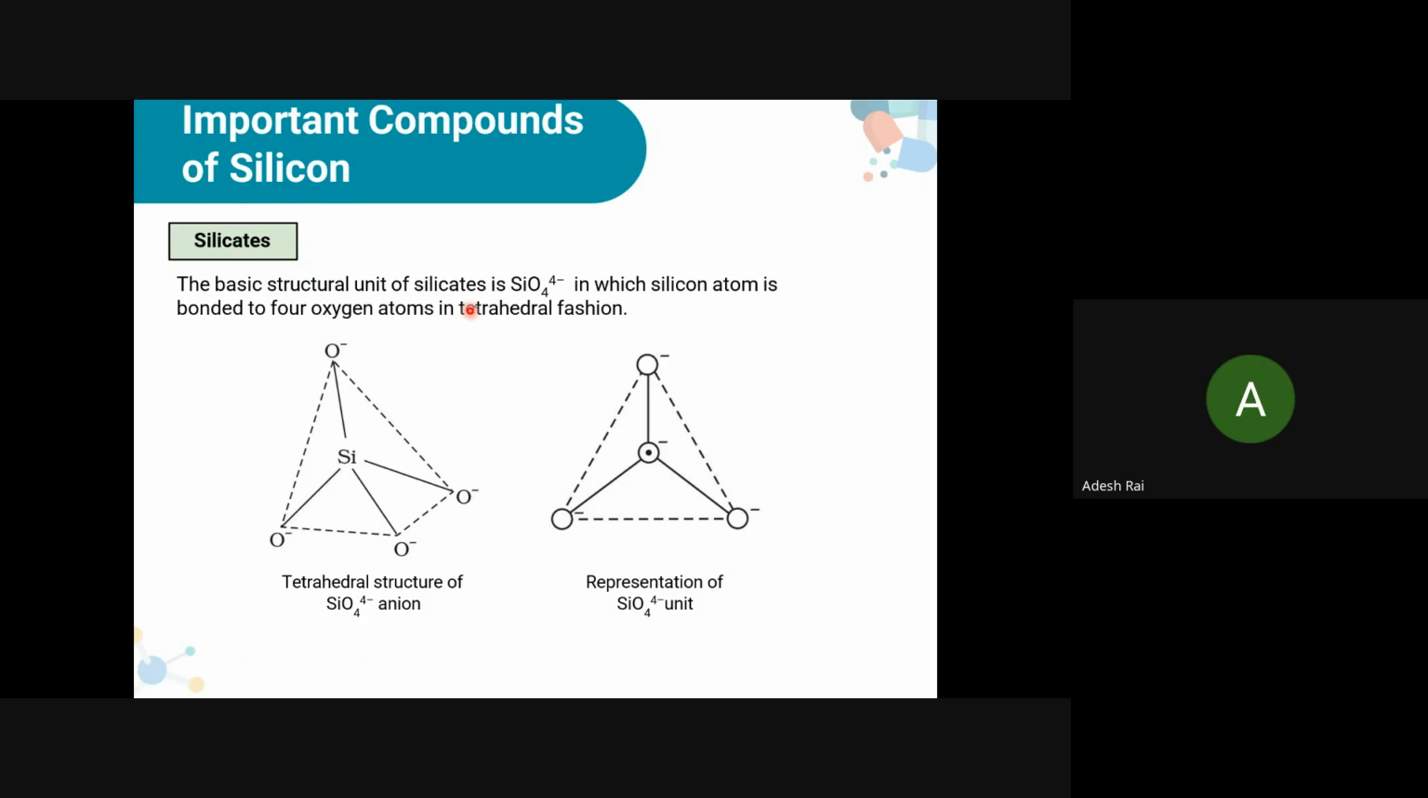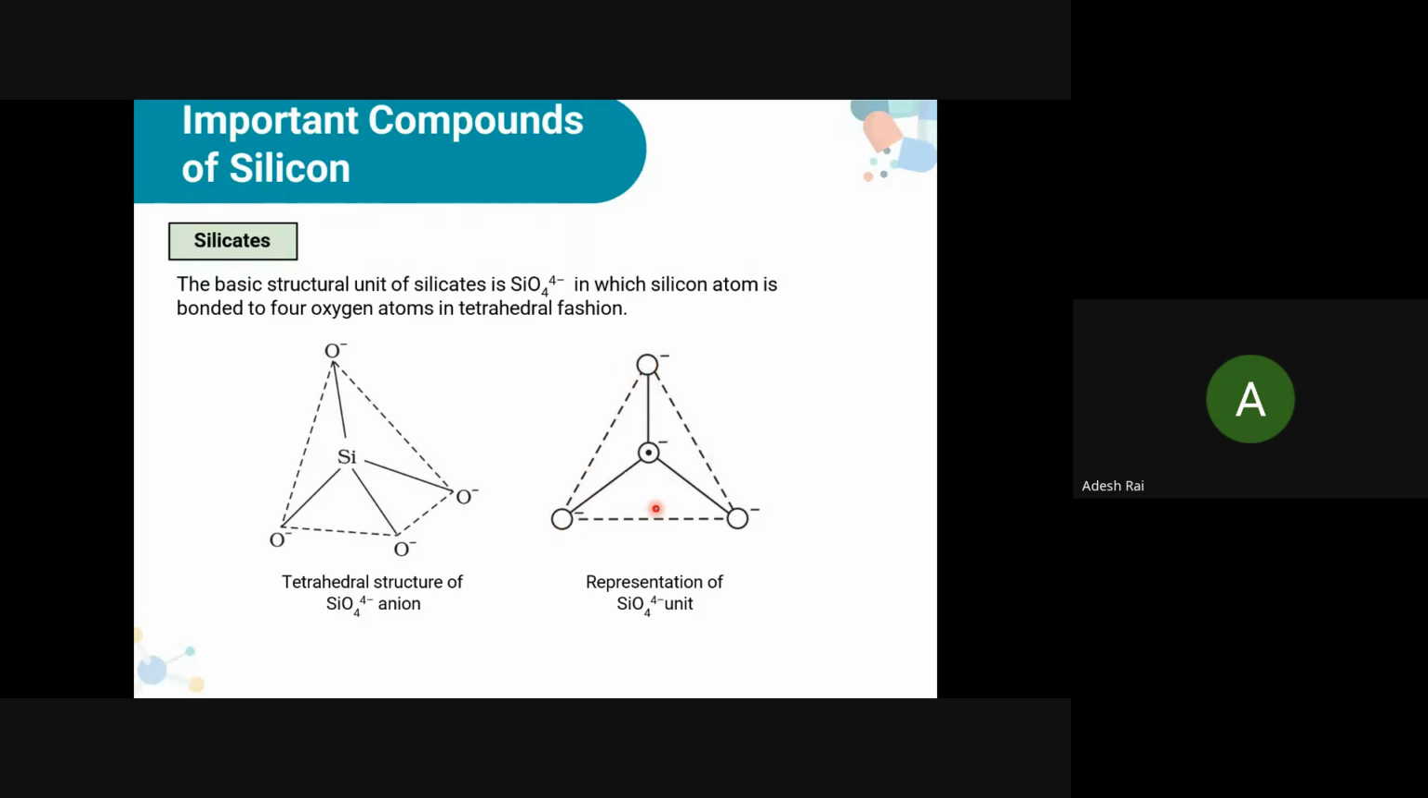The basic unit of silicates is SiO4 4 minus, in which the silicon atom is bonded to four oxygen atoms in tetrahedral fashion. You can see each oxygen atom has minus one charge, therefore the overall charge is minus 4. Tetrahedral structure of SiO4 4 minus anion. Now this is how the representation of SiO4 takes place. This dotted circle represents silicon, whereas this represents oxygen.